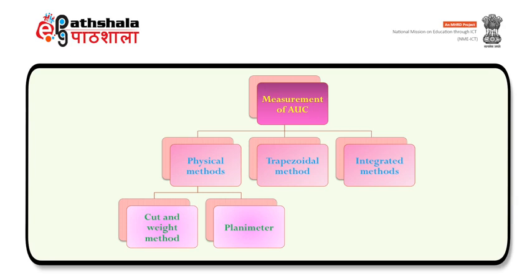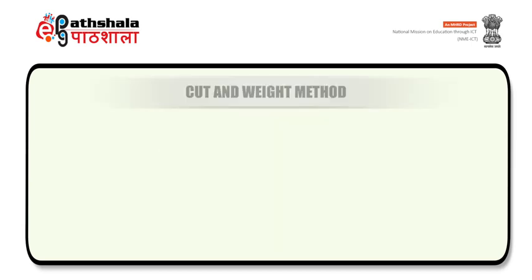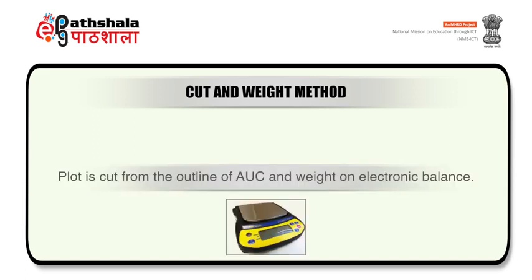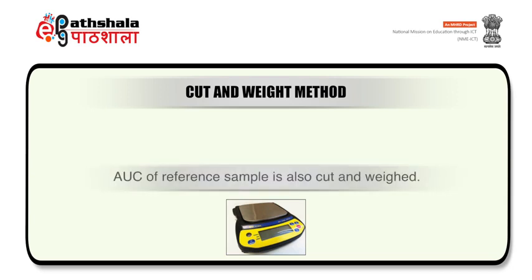There are two physical methods by which AUC can be determined: the cut and weight method and the planimeter method. In the cut and weight method, the plasma drug concentration versus time plot is plotted on smooth paper. Then this plot is cut from the outline of the AUC and an electronic balance is used to measure the weight of that plot. The AUC of the reference sample is also cut and weighed.